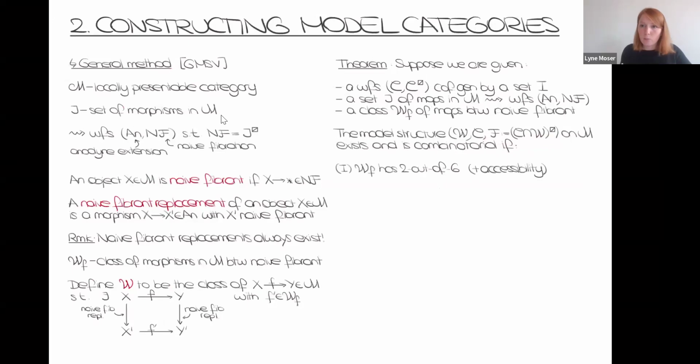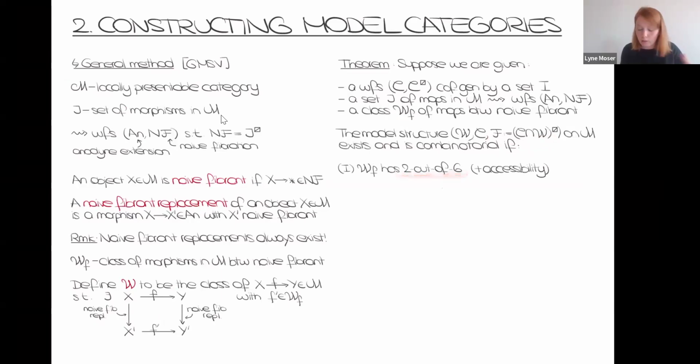The conditions are going to be the following. So first of all, I want W to behave as a class of invertible maps of weak equivalences. So I'm going to require it to have 2 out of 6, sorry, which is just like a weaker version of 2 out of 3. And there's also some accessibility condition that I don't really want to mention, but again, it's like a size control condition.